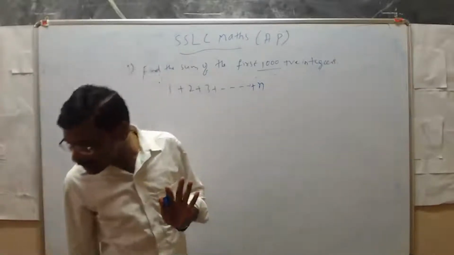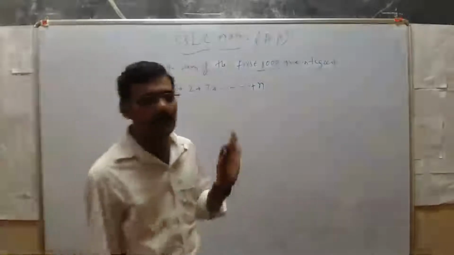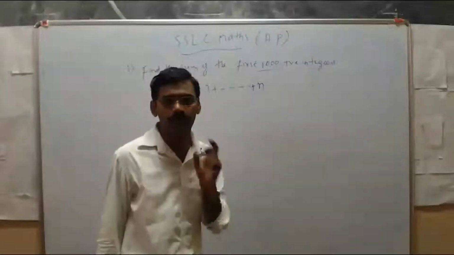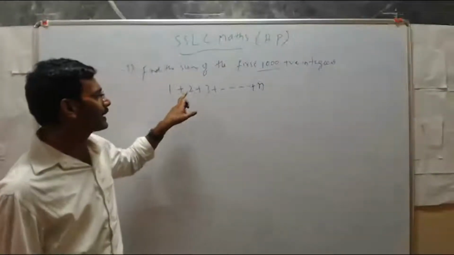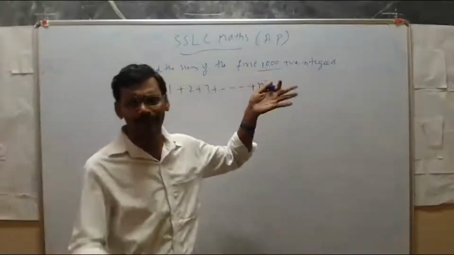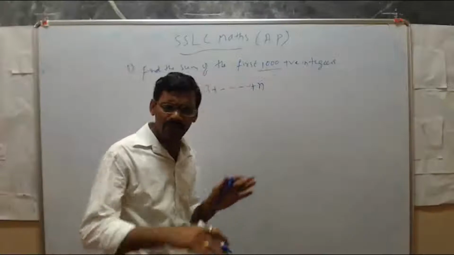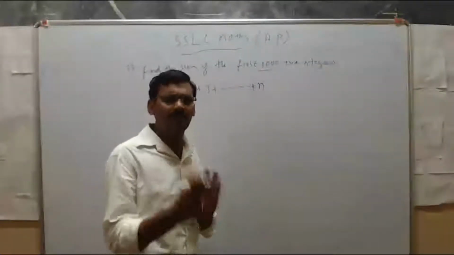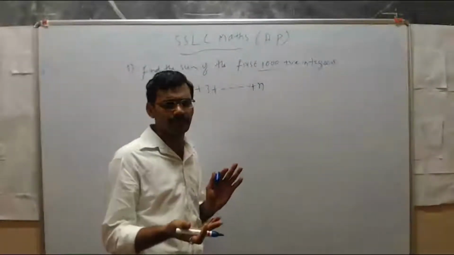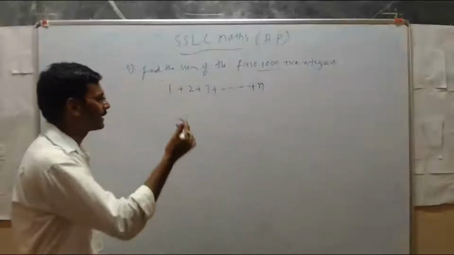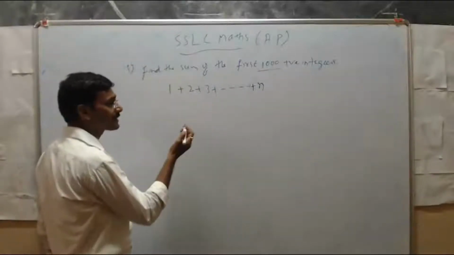The first n positive integers. The first positive integer is 1, second is 2, third is 3, up to the last. We don't know the last number, so it is considered as n. It may be the 10th term, 20th term, 30th term, 40th term, 50, 60, 100, 1000, like this. It means the last term is considered as n.